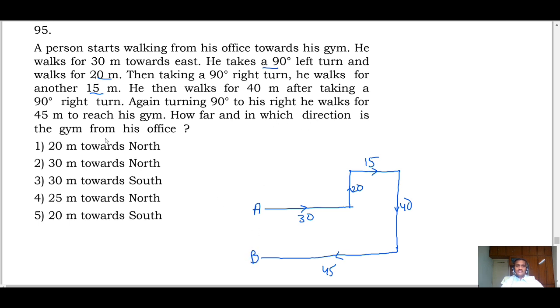How far and in which direction is the gym from the office? From the office, this B is at what distance and in which direction? B is to the south, and the distance out of this 40, this is 20, and this is another 20. Hence 20 meters south, choice 5 is the answer, 95.